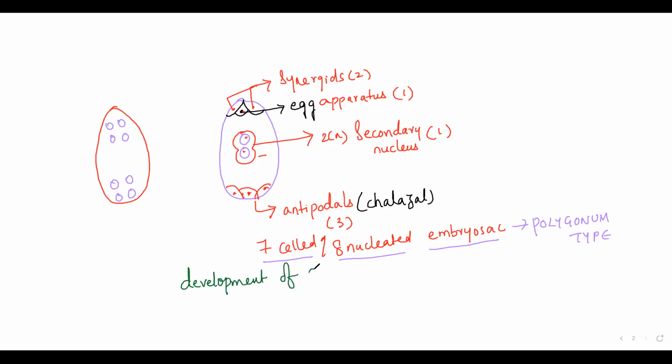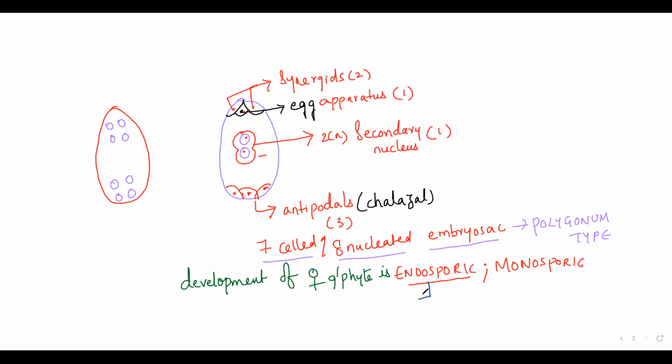Development of female gametophyte is which type? It's going to be endosporic. Why endosporic? Because it is developing inside the megaspore. Right? It is developing inside the megaspore. And it is monosporic also. It is monosporic. Why monosporic? Because it has developed from a single megaspore. Did you understand? I'll write this for you now.